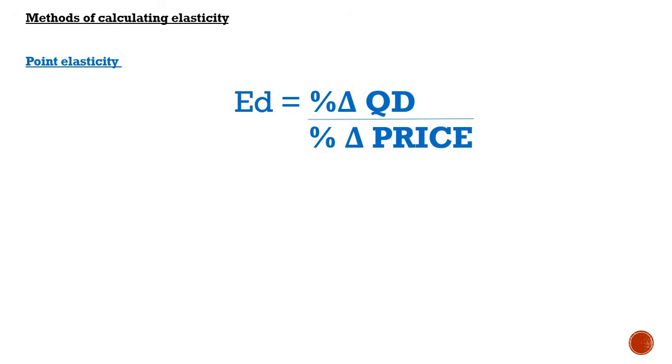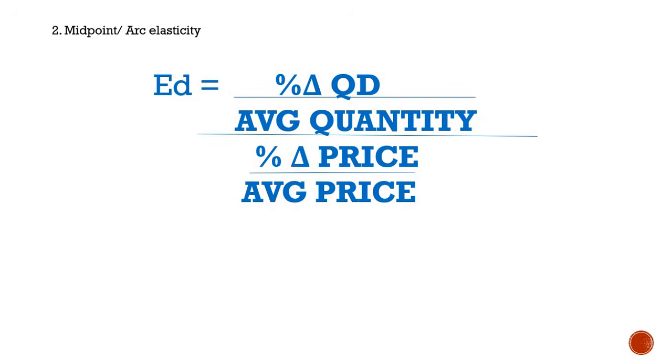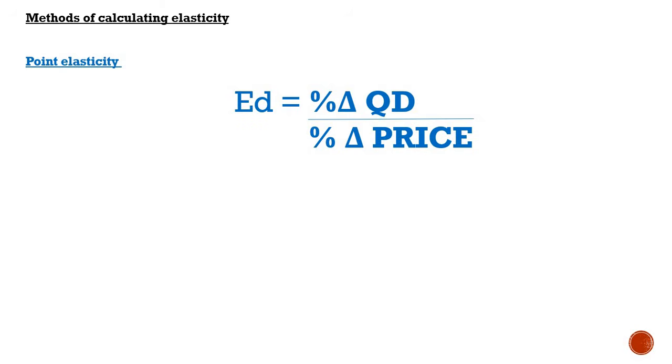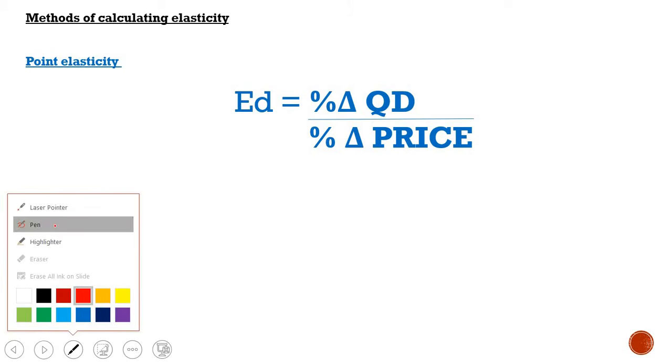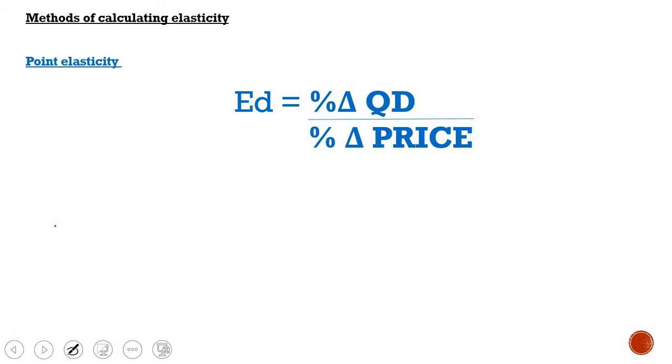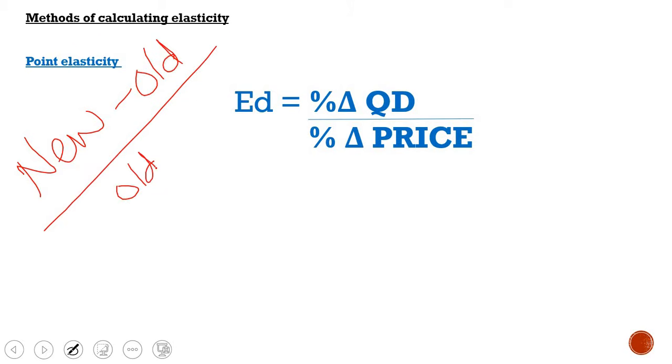Then we move on to the methods of calculating elasticity. So you have two methods. One is point elasticity and the other one is midpoint or arc elasticity. So point elasticity, you say percentage change in quantity demanded over percentage change in price. Now whenever you want to calculate the percentage change in anything, you say new minus old over old times 100.